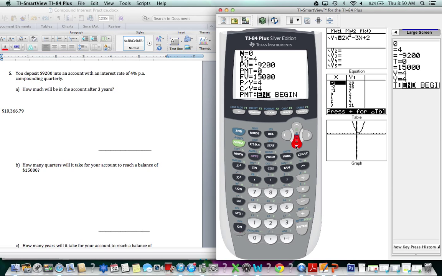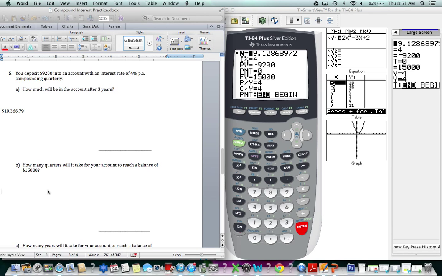Once we have all that in, so it's still quarterly, we go up to the thing we're looking for, which is the number of time periods, and we press alpha, enter, and it tells you that it will take 49.13 quarters. And if you were asked to convert that to years, of course, since there are 4 quarters in a year, you would just divide by 4.